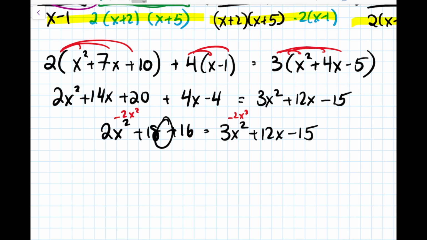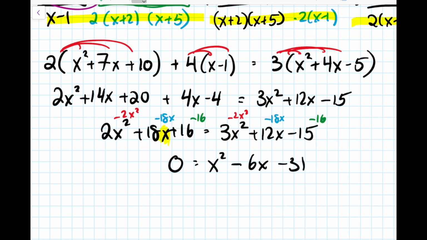Oops, and it looks like I forgot my x here, so make sure you have that. So this should be 18x, not just 18. So we're going to subtract 18x on both sides. And we're going to subtract 16 on both sides. And so once I've done that, the left is just canceled out completely. On the right, we've now got x squared minus 6x minus 31. And so we want to solve this.